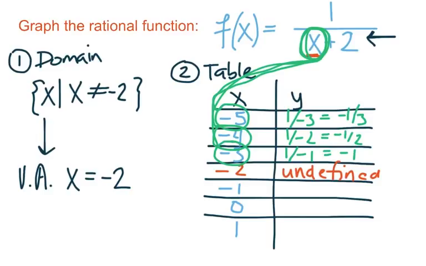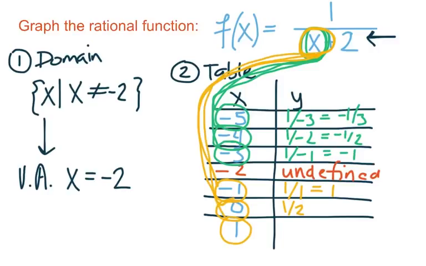But let's take the 3 values to the right of the vertical asymptote now and do that same process. Negative 1 in place of x. Negative 1 plus 2 is 1. So I get 1 over 1, which is just 1. Grab that value of 0, think about him. 0 plus 2 is 2. So 1 divided by 2 is just 1/2. Finally, plugging in 1. 1 plus 2 is 3, so I get 1 over 3, or just 1/3 for my final y value.